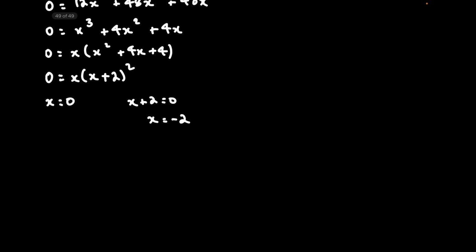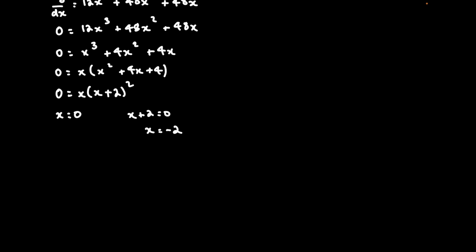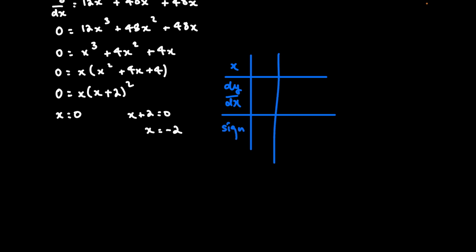Okay, so this is our stationary point. So we draw our table again. We have x, we have the derivative dy/dx, and then we also have the sign. And then we have 3 columns. Fantastic. Now let us have our numbers. We'll start with x equals 0. So we have 0 here, and now we choose a number slightly less than 0, slightly more than 0. That'll be minus 1 and 1.